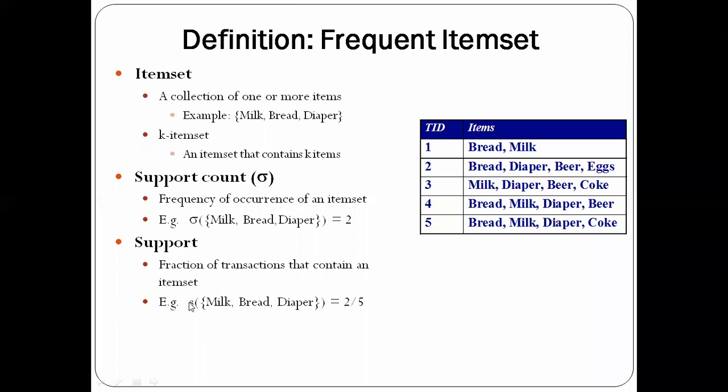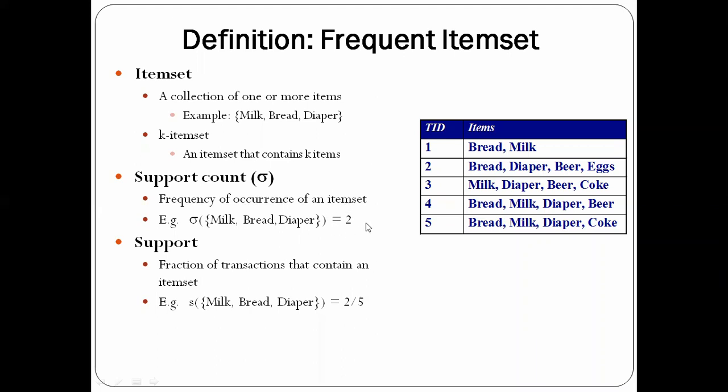For example, say support is denoted by S here. Support of milk, bread, diapers is equal to, see in how many transactions milk, bread, and diapers is present. It is present in two transactions, that is 4 and 5. So the support count of that item set is 2, divided by the total number of transactions, which is 5 here. So that is 2 by 5. That is the support of this item set, milk, bread, and diapers.